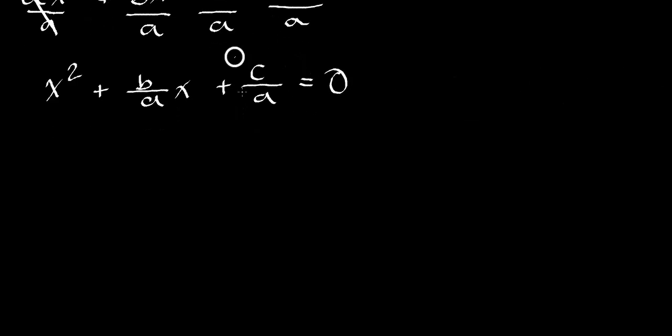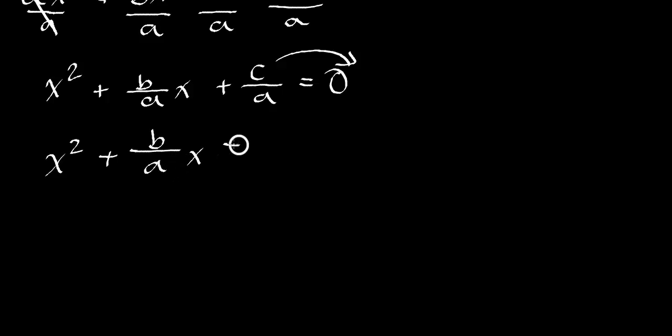Now this is our constant, correct? The x squared, the x, and the constant. I want my constant to be on this side, so I'm going to move it over, and I'm going to be left with x squared plus b over a x equals minus c over a, correct?